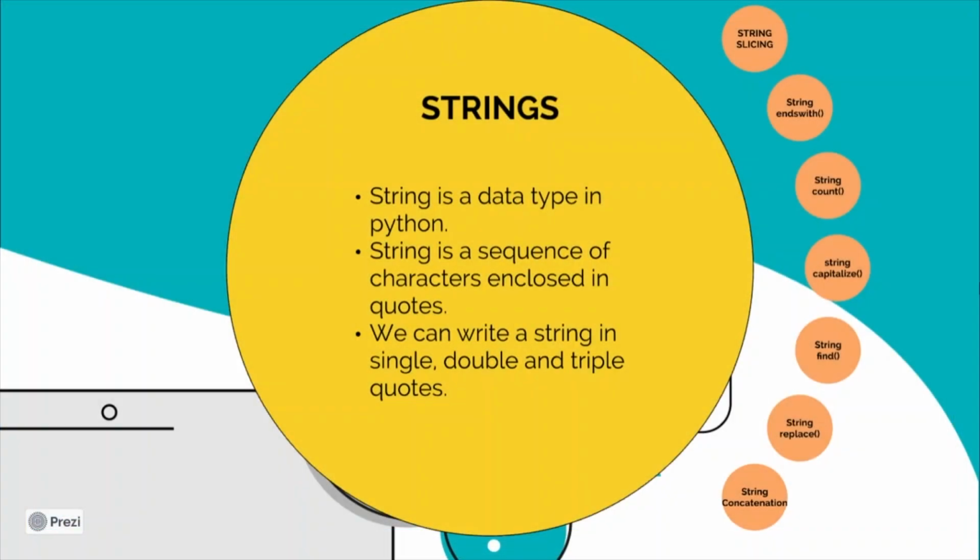So now we will see what are strings. So a string is a collection of one or more characters put in single quote, double quote or triple quote. So in Python, there is no character data type. A character is a string of length 1 and it is represented by the str class. String is a collection of alphabets, words or other characters. Python strings are immutable, which means they cannot be changed after they are created.